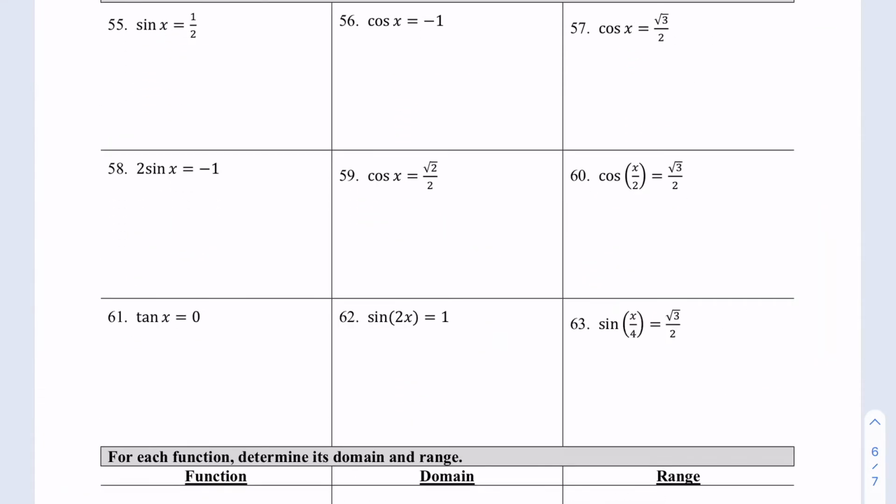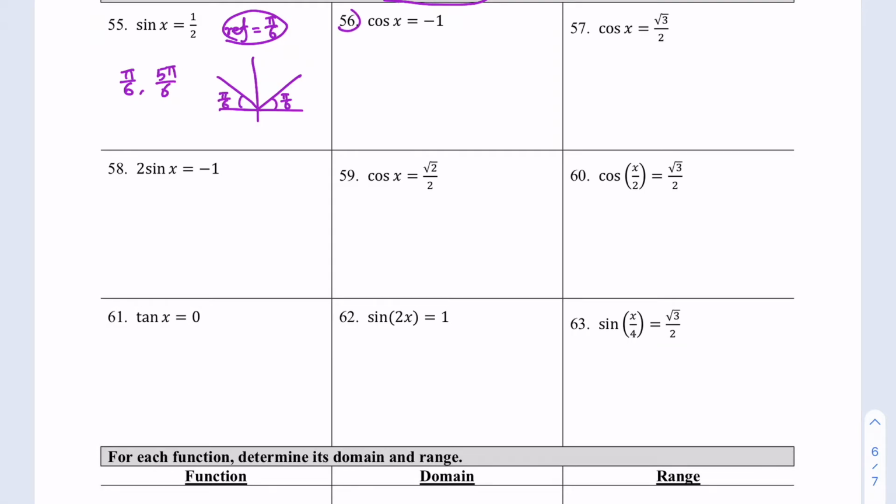Number 55 to number 63 are trig equations. Number 55, sine of x equals 1/2. X is from 0 to 2 pi. So sine x equals 1/2. In the first quadrant, the reference angle equals 30 degrees, pi over 6. Sine is positive, so you have two solutions, first quadrant and second quadrant. So your final answer will be pi over 6 and 5 pi over 6. Reference angle pi over 6, reference angle pi over 6.